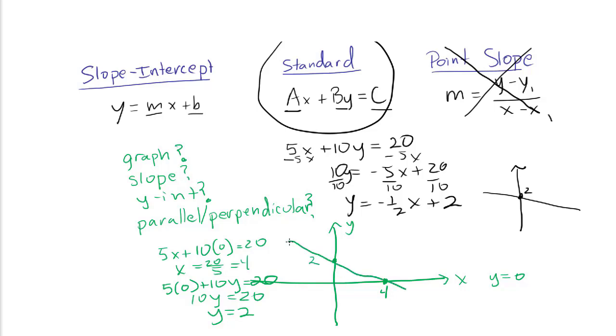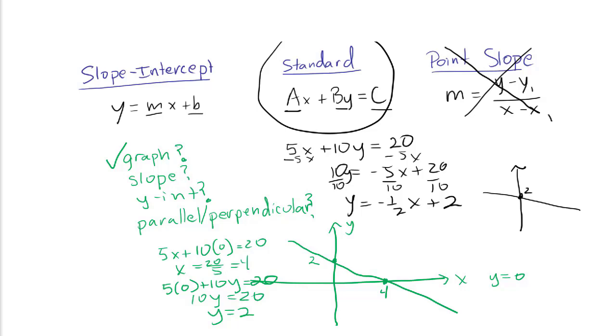I can connect those points, and that's the graph of my line. I know how to graph from standard form. In this case, I'm just finding the x-intercepts and the y-intercepts of the graph and connecting them. And by the way, if you look, you'll notice that's a negative 1/2 slope downward to the right, as we knew from y equals mx plus b format when we solved it, and it has a y-intercept of 2.